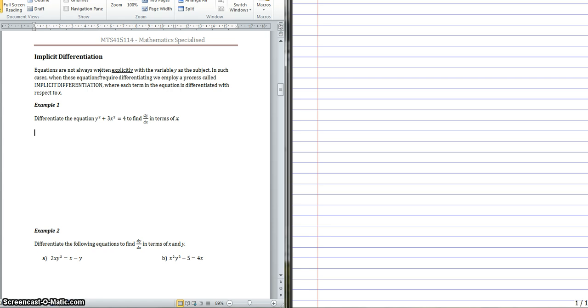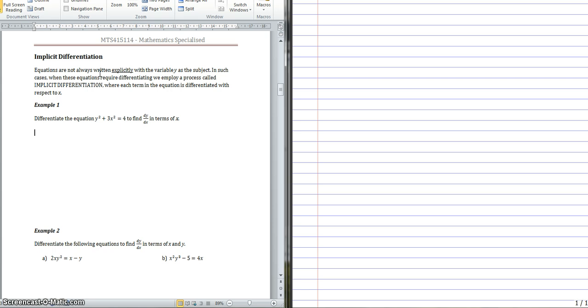What we mean by that is an explicit equation has the variable y as the subject, so y equals 2x plus 3, or y equals sine 3x. It's always y equals something. But some equations aren't easily written in that form, and so we need to look at ways of differentiating those equations, and in order to do that, we use a process called implicit differentiation. In that case, every term in the equation is differentiated with respect to x, including the y terms.